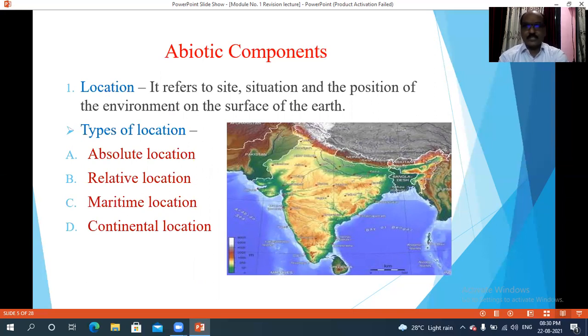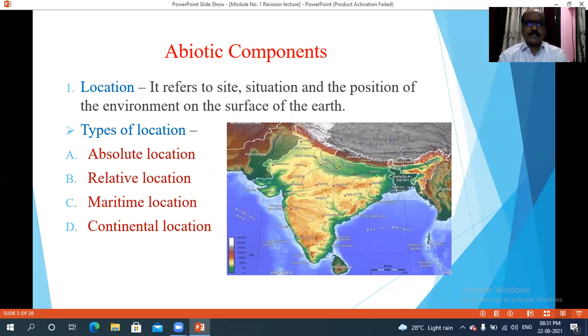So first, location. Dear students, location refers to the site, situation and position of the environment on the surface of the earth. The sites, situations and positions of living organisms on the surface of the earth differ. In different areas there are different situations and different positions, and mostly these affect the growth, survival and development of the human population. That's why there is a need to discuss the different types of locations in detail.